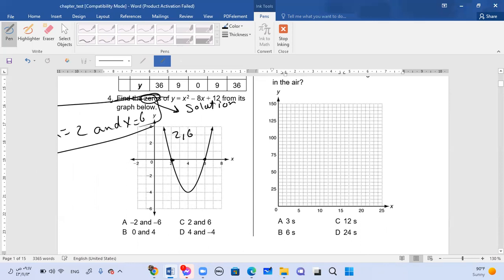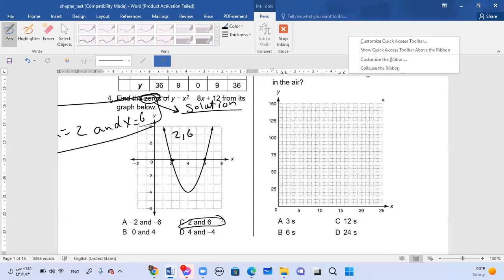Maybe one exercise says find the solution, another says find the zero. What about the zero in here? 2 and 6. So the answer will be what? 2 and 6. Maybe write x equals 2, maybe x equals 6, or write 2 and 6 directly. Okay? I have in this video important information. What about the important information?